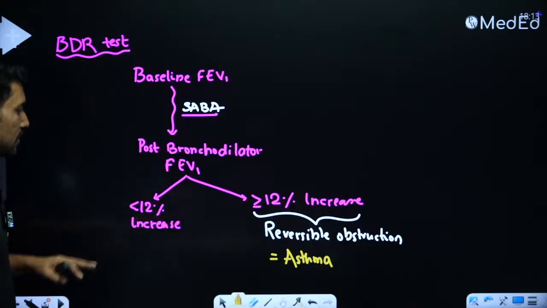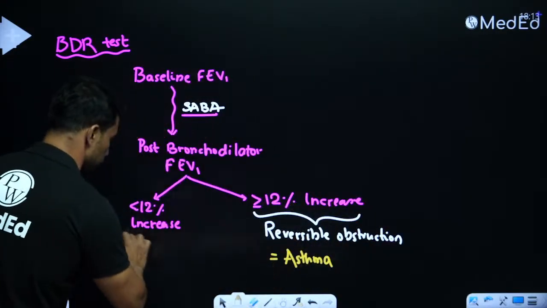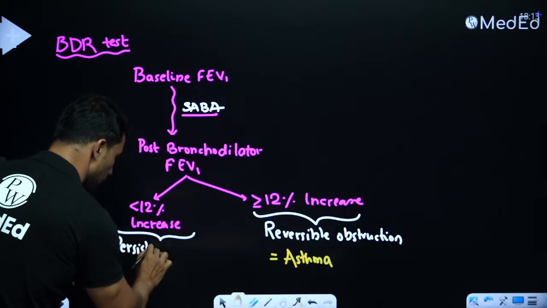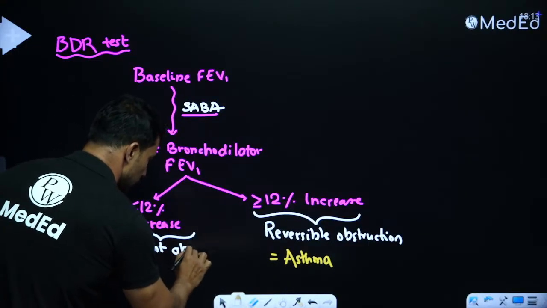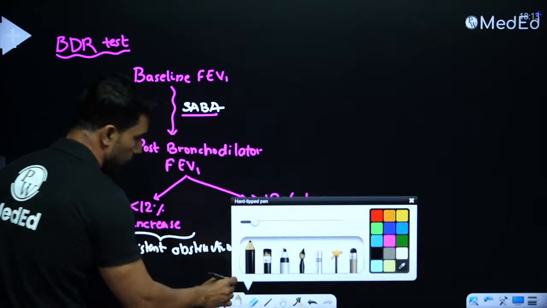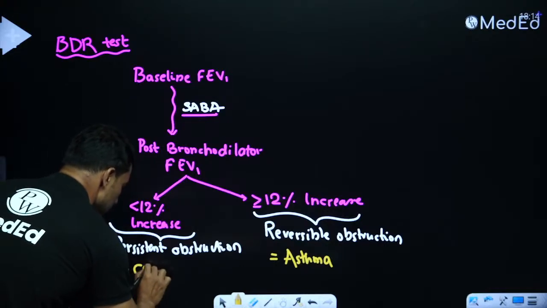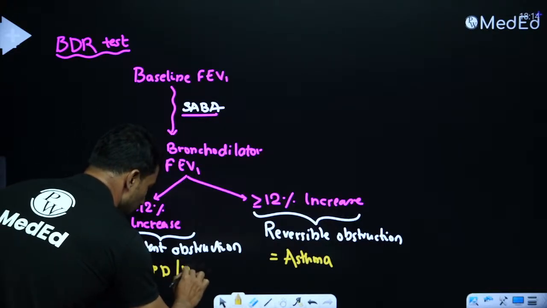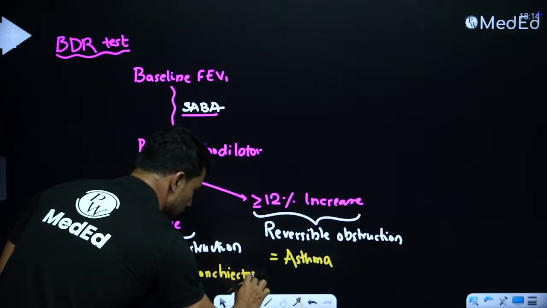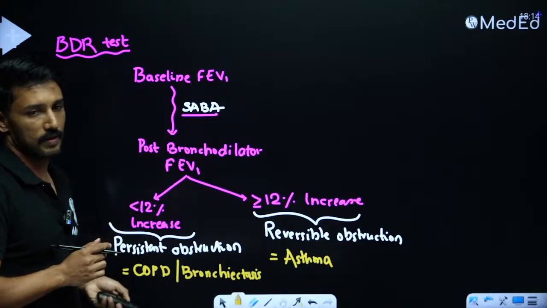On the other hand, if there is less than 12% increase, it means it is persistent obstruction. So what are the other conditions where I can have persistent obstruction? COPD, of course, and bronchiectasis. So that means either we are dealing with COPD or bronchiectasis. These are the three major obstructive lung disorders. So now I know how to differentiate between these obstructive lung disorders, right?